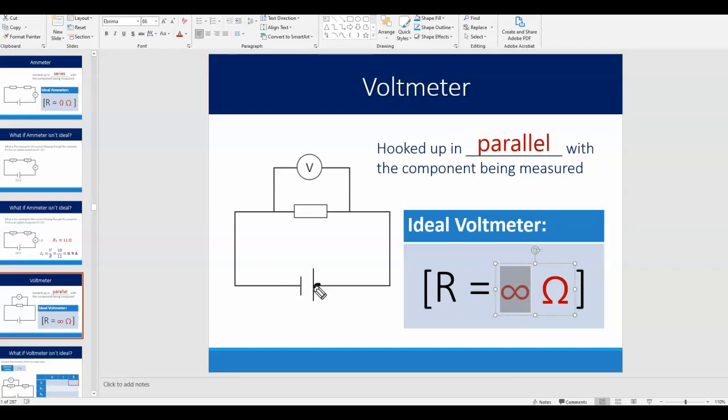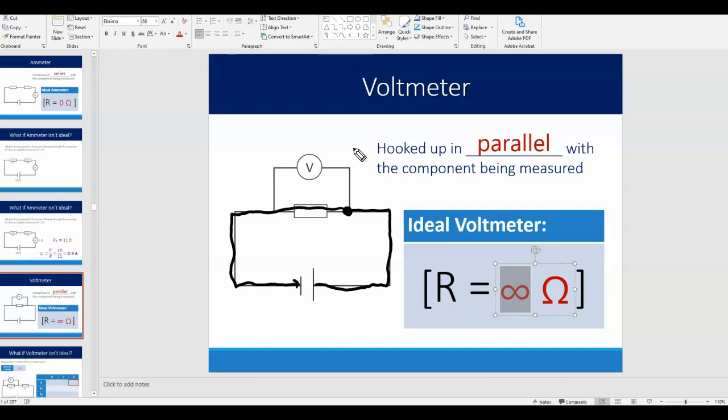So for example, the current comes out of the cell. It hits this junction right here and it's going to split proportionally. Now, you don't want any current going through the voltmeter because then it's going to change what it is you're trying to read. So if the voltmeter had an infinite amount of resistance, then when the current hits this junction, none of it's going to go through the voltmeter. All of it's going to go through the component, which is what you want to happen.